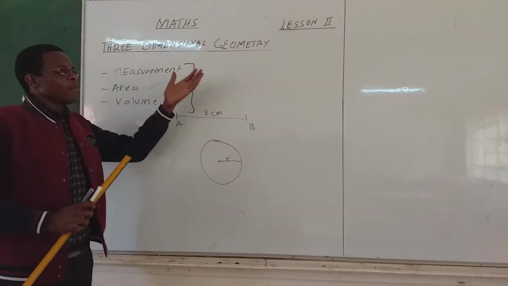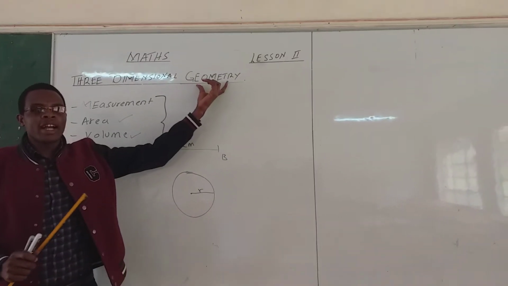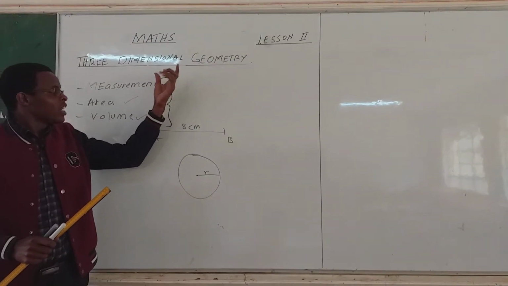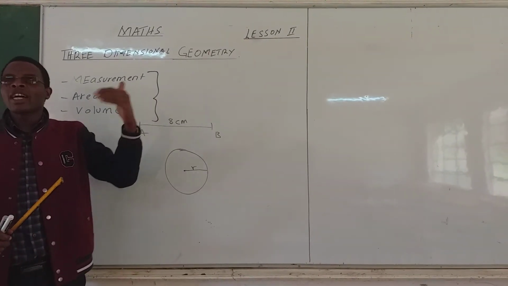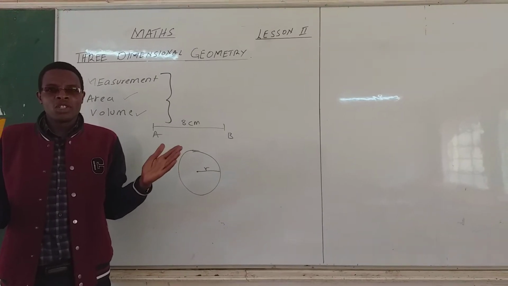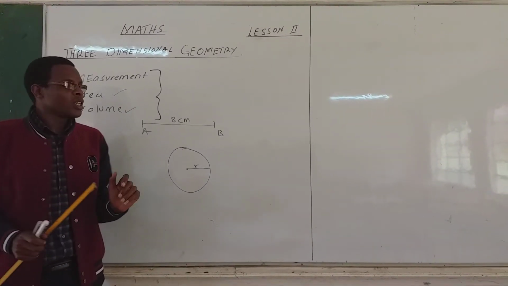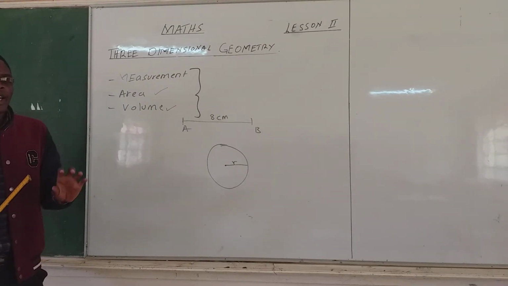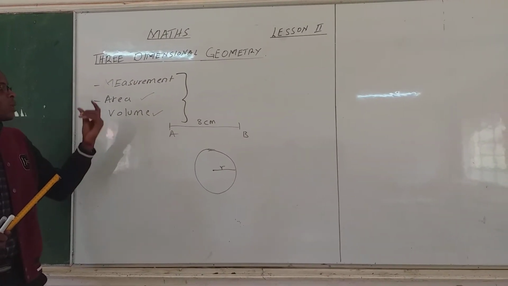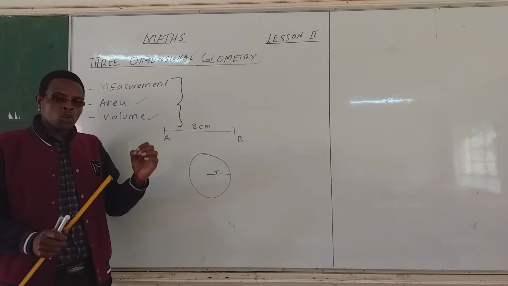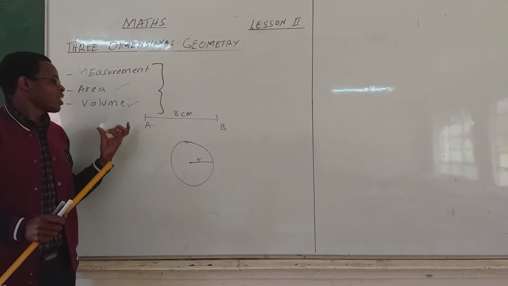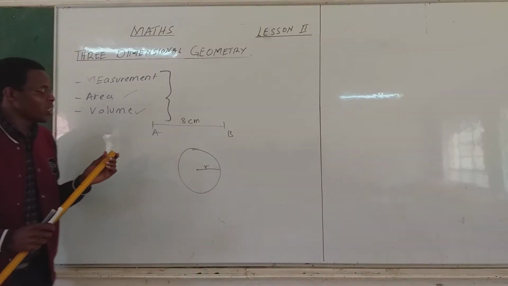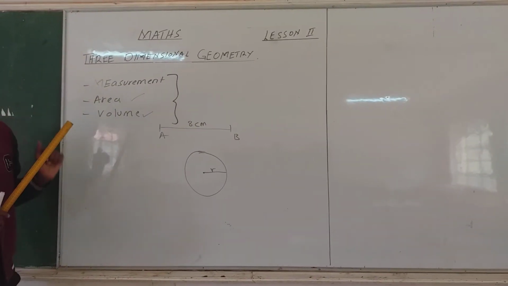Three-dimensional geometry: geometry is like a figure, like the diagrams I have shown you. So when we talk about three-dimensional, these are the figures which can be measured in three dimensions. And the moment we mention three dimensions, you can find the measurement, or what we call the length, of those given figures. You can find the area of those figures, and also you can find the volume of those figures. That is the major introduction I can give concerning three-dimensional geometry.